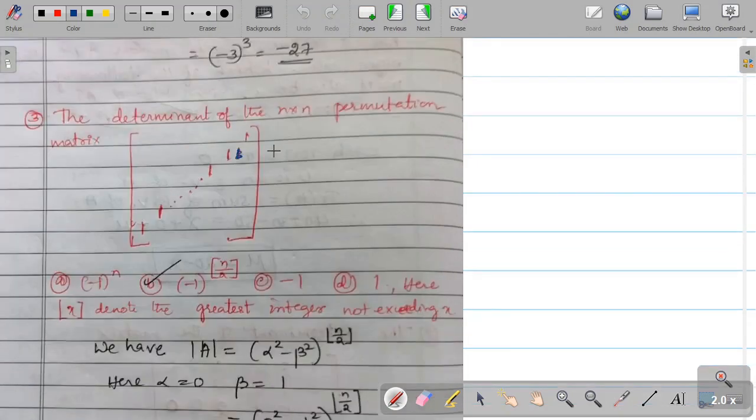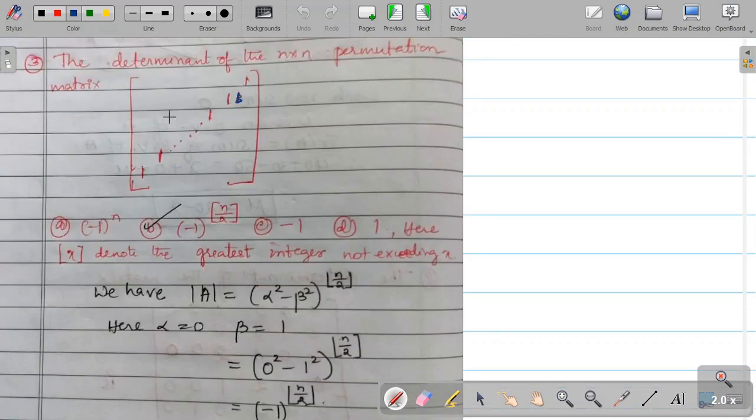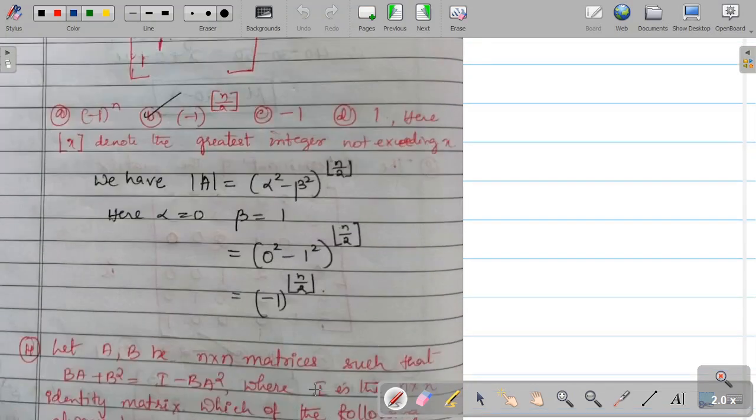Third question, the determinant of the n by n permutation matrix. So this is the given matrix. On the main diagonal, every other entry is 0. Only these diagonal elements are equal to 1. So you can apply the same formula as before. Alpha equals 0 here, beta equals 1, n is n itself. So make use of the formula 0 square minus 1 square to the power greatest integer of n by 2. So second option is the answer, minus 1 to the power n by 2.